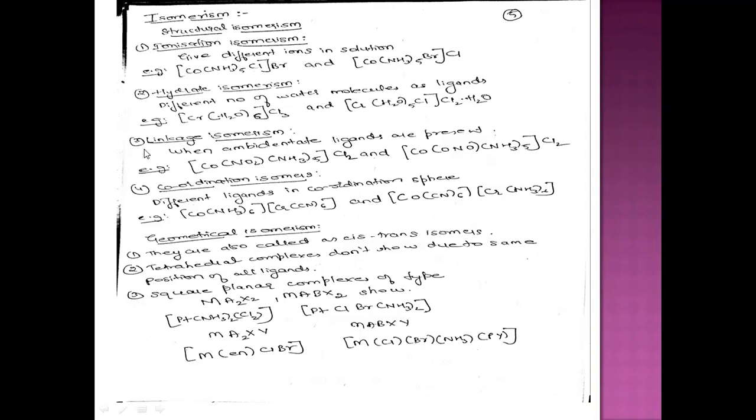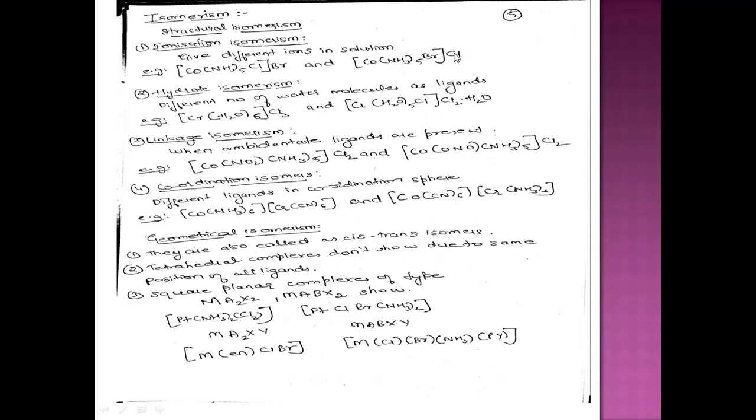The first type is ionization isomers. For example, take this as an example. Here it is given as cobalt, tetraammonium, with chlorine and bromine in the ionic sphere. Here you can see cobalt, 5 ammonia, with bromine inside the coordination sphere, whereas chlorine is outside the coordination sphere, or in the ionic sphere.